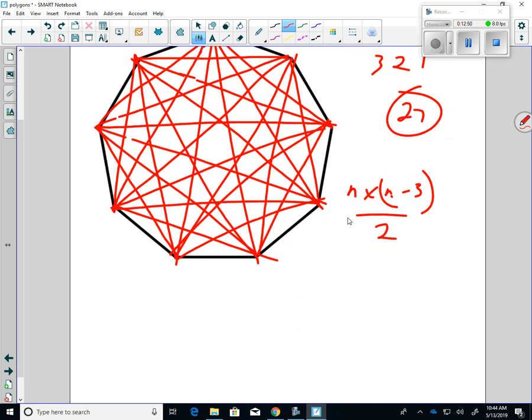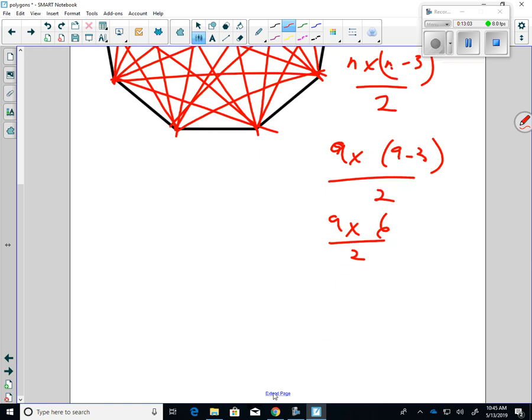What is this? Nine-sided? So it's going to be 9 times 9 minus 3 all over 2. Is that right? 9 minus 3 is 6. 9 times 6 is 54, divided by 2. 27. Is that what I counted?